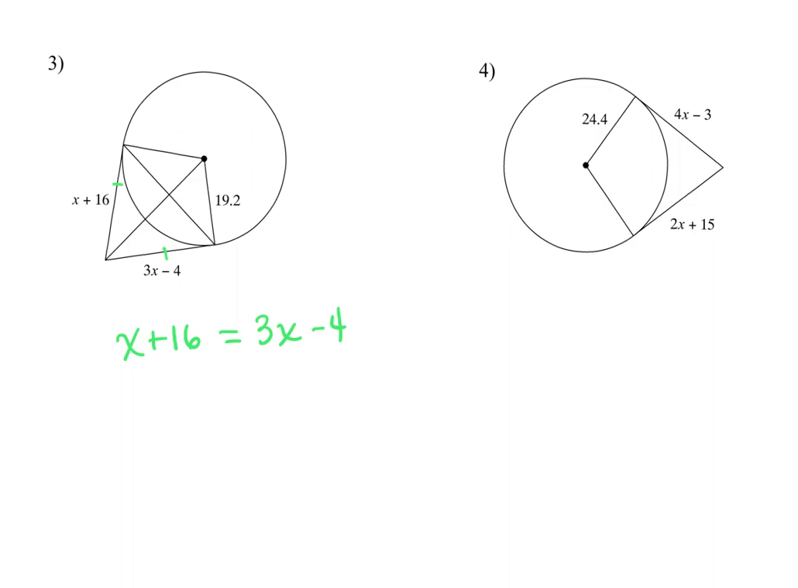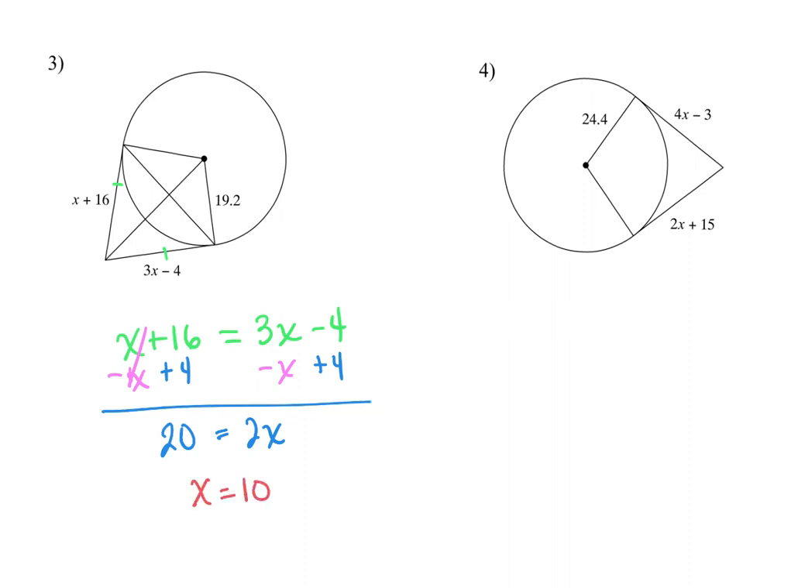And then you're doing basic solving. Variables on one side, numbers on the other. And so once you do that, you're going to have 20 equals 2x. Divide both sides by 2. X here should be 10.